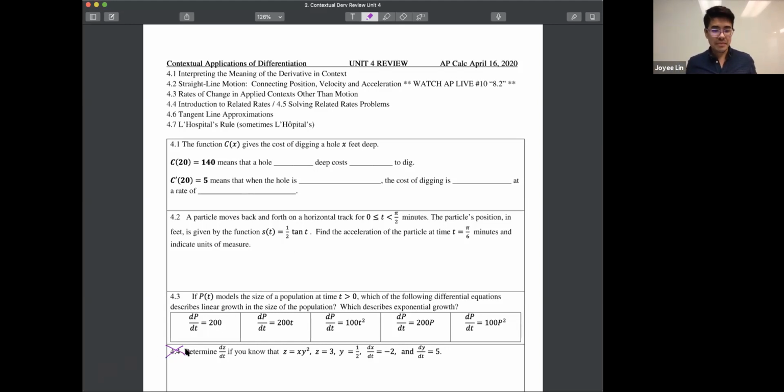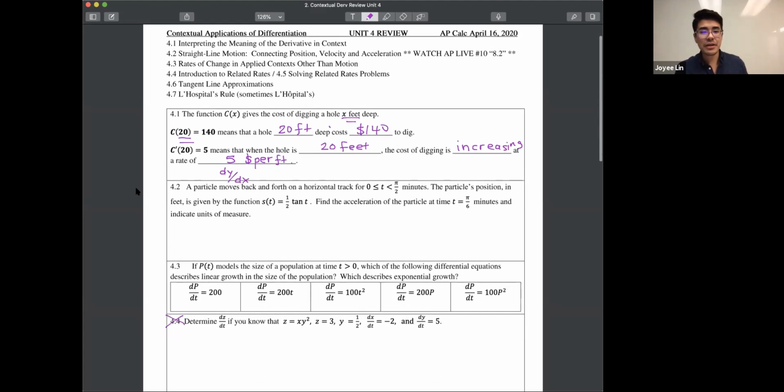So let me share these results with you. I think most of you got these right. Remember, when you're interpreting, to keep the units straight. The input is 20 and it says it's 20 feet. So that means a hole that's 20 feet deep costs $140 to dig. And for C prime of 20, when the hole is 20 feet, the cost of digging is increasing, because it's a positive number, at a rate of 5. And then think in your head dy/dx, right? dy is the change in y, so $5 per foot. Your dx is feet. Cool.